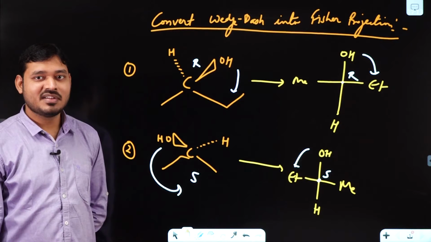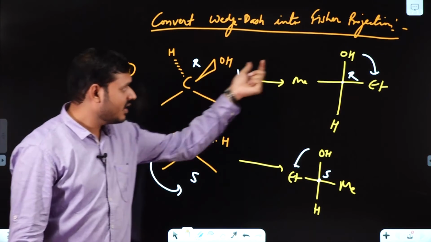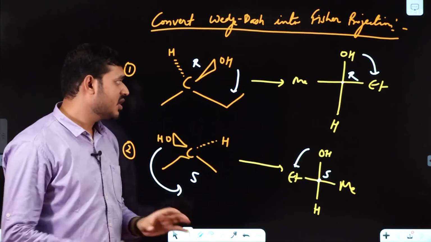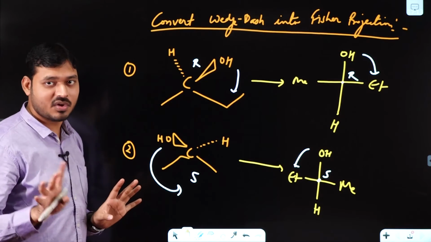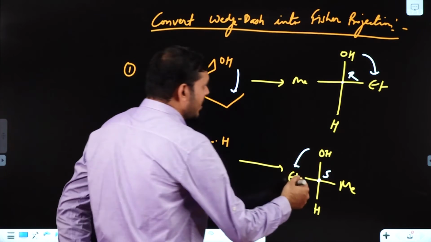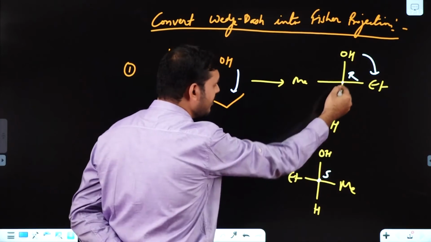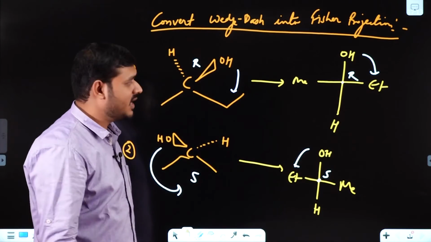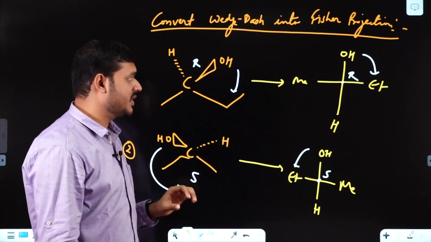Clear to everyone? So you can see R, R same, S, S same. So the interconversion part is clear to all of you. I can understand. Done. Now if I say the relation between 1 and 2, or the relation between this and this, then I can simply say they are enantiomers of each other, right? Now how are they enantiomers of each other?